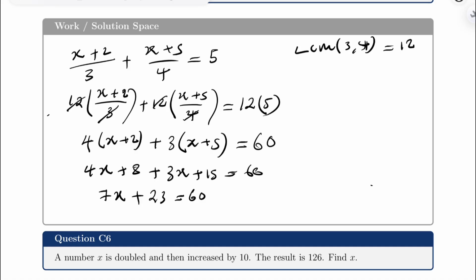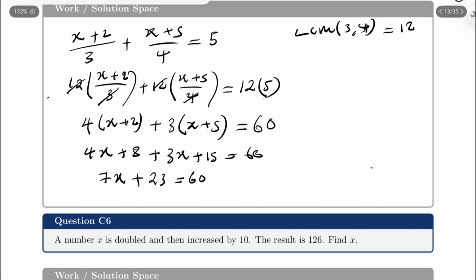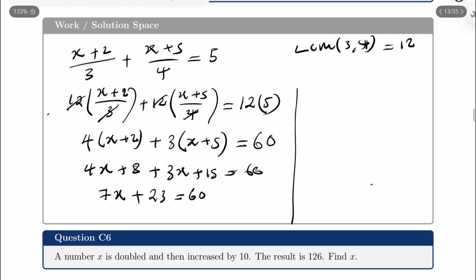Now, this is just what? So I can just write on the other side here. This is just 7x is equal to, so you have 23 on the left and 60 on the right. Just the same as subtracting throughout by 23. So 23 and 23 cancels. 60 minus 23 is just 37.